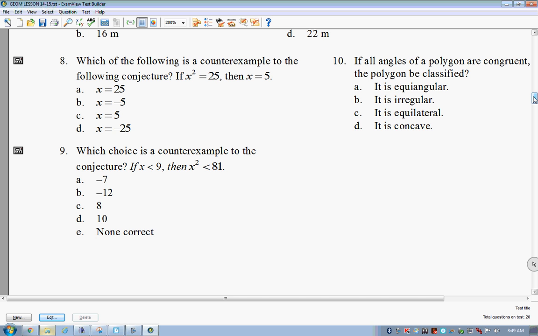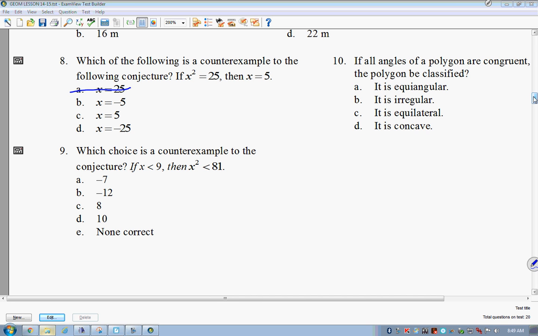Number 8. Which of the following is a counterexample to the following conjecture? If x squared equals 25, then x equals 5. This is another one that I've seen students struggle with. Remember, it's got to meet the hypothesis, correct? So if x equals 25, is 25 squared 25? No. All right, so that doesn't work. We've got to meet the hypothesis first.